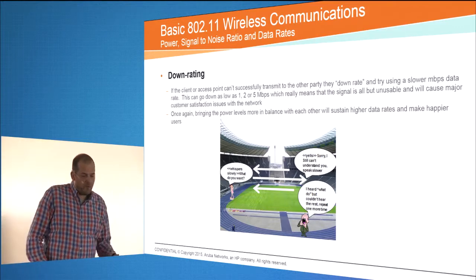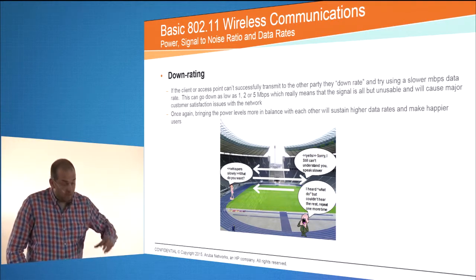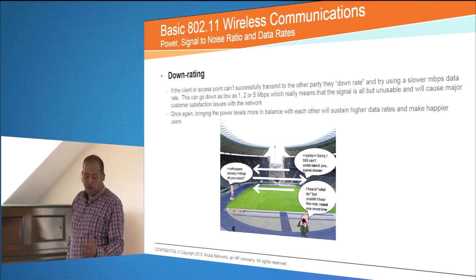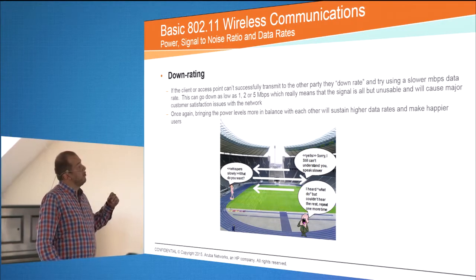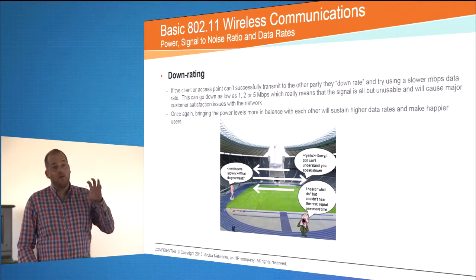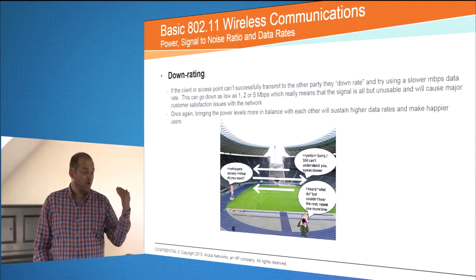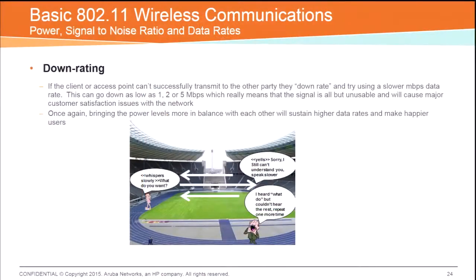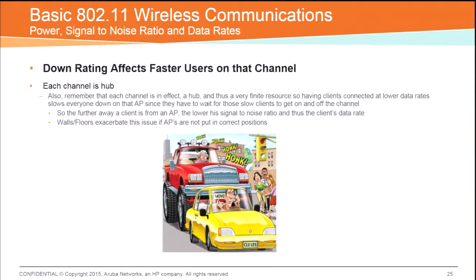Another reason why we want to have good roaming is the down rating. As soon as we see the signal strength or the SNR decreasing, the wireless client and the AP will use a lower data rate. And the problem of the lower data rate is that it will take more airtime to push the data from A to B. So we want to prevent that down rating, and we can do that by improving the roaming.